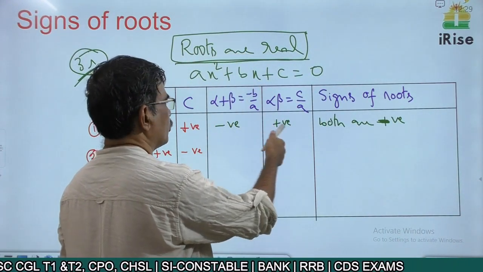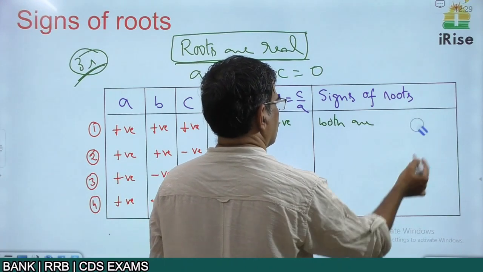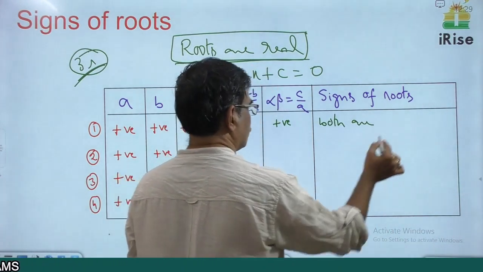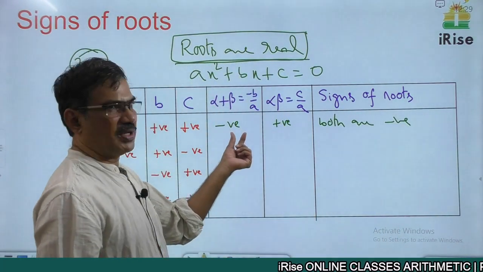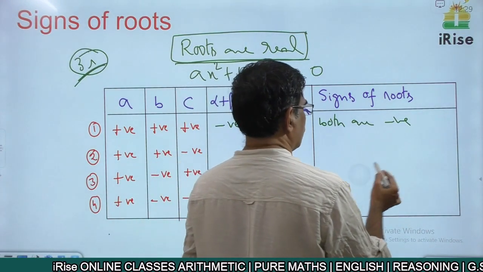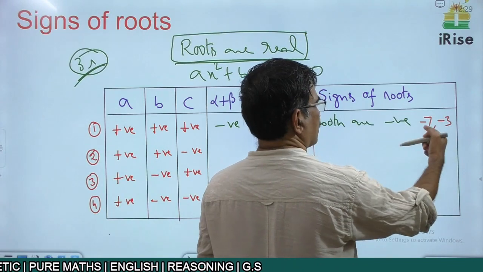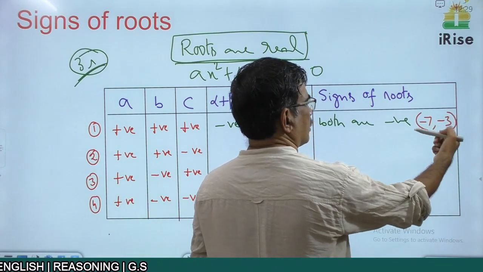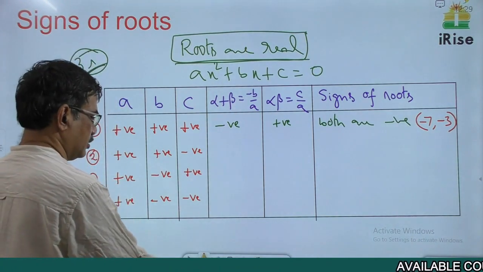Sum is negative, product is positive if and only if both are negative roots. Negative into negative is positive, negative plus negative is negative. Example, I want to give a simple example. Let it be minus 7 comma minus 3. Sum is negative, product is positive.